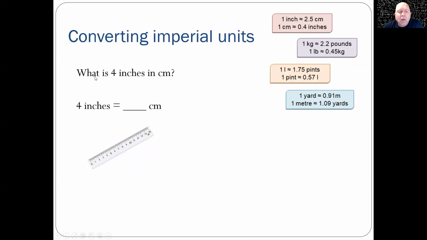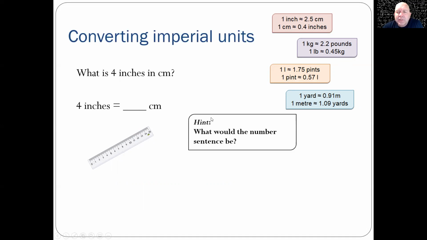What about this one? 4 inches in centimeters. Again, think about the number sentence. I know what 1 inch is. 1 inch is about 2.5 centimeters. So I would need 4 lots of 2.5 centimeters. 4 lots of 2.5 is 10 centimeters. And again, that really should be an approximate symbol rather than equals, because although it's close, it's not exactly 10 centimeters. But there you go. Using these conversion tables allows you to convert between metric and imperial.